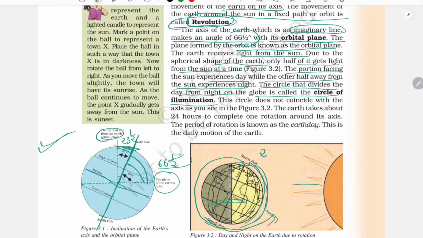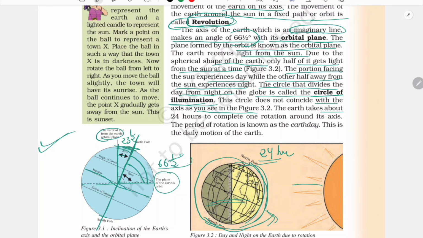That is why, due to this rotation, we experience day and night. And one rotation takes how many hours? 24 hours. In a day we have 24 hours, isn't it? I hope you have understood. And this circle which divides the night on the globe is known as what? Circle of illumination. This circle does not coincide with the axis as you see in this figure. Here it is not coinciding.